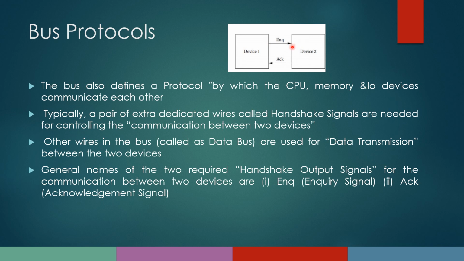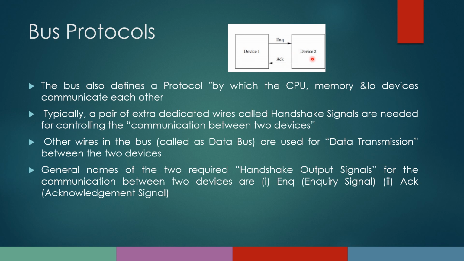It is to inquire because device 2 may be performing a different task or may be subjected to some interrupt routine. So it is the duty of device 1 first of all to initiate this handshake signal and ask whether the device is capable of data transmission at that particular instance. So that is an inquiry signal.